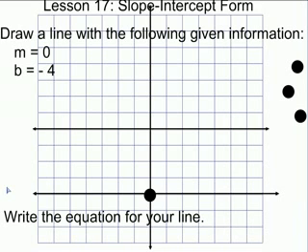And then I write the equation in slope-intercept form. Y equals, my slope is 0, x plus my y-intercept. My y-intercept is -4, so I put -4. And you need to simplify. 0 times x equals 0. So that just kind of cancels out. And my equation is y equals -4.